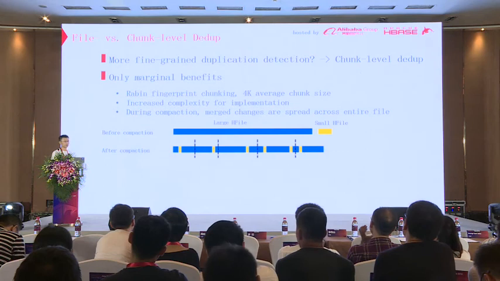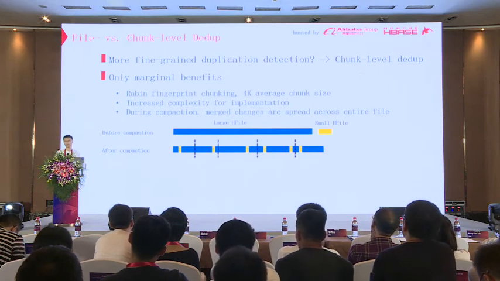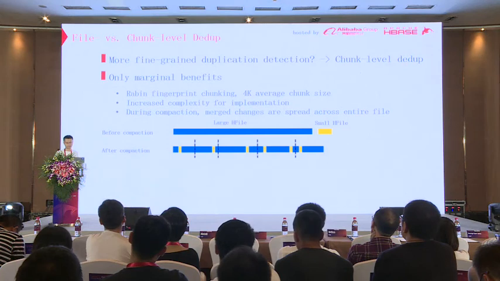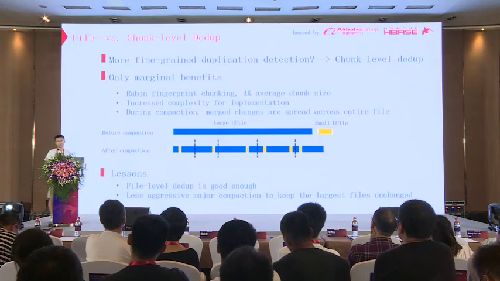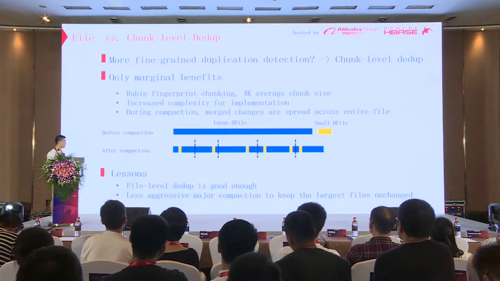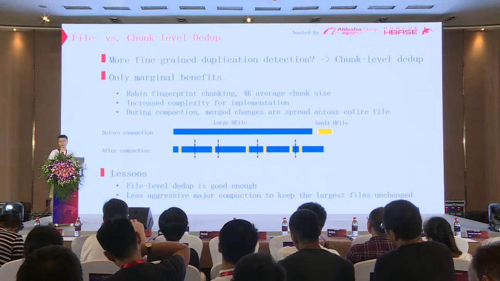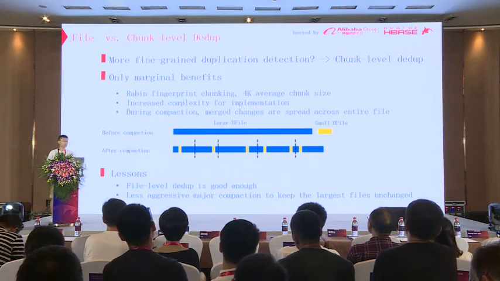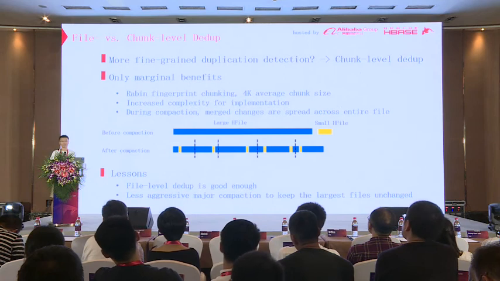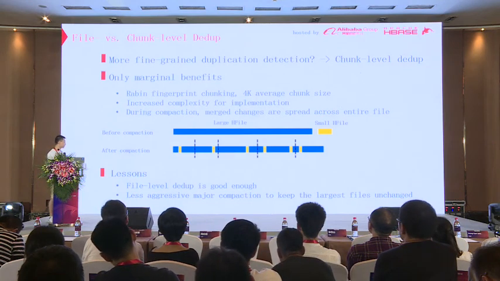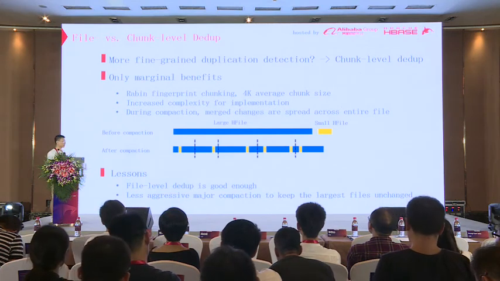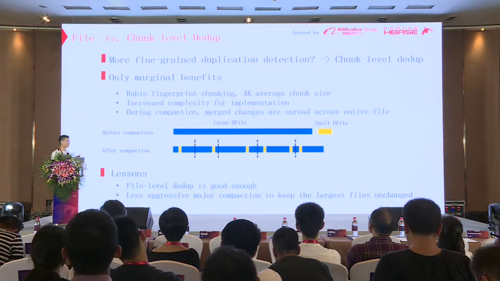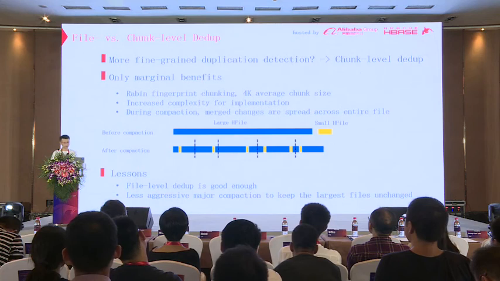So as a result, it's very hard for you to find a totally duplicate chunk in this case. Okay, so what's the lesson we learned? The lesson is that for edge-based backups, and maybe for some other systems that are using similar compaction mechanisms, file-level dedupe is actually good enough. And we also tried to tune our major compaction schedule to be less aggressive, so that the major compaction of the largest file only happens when necessary.